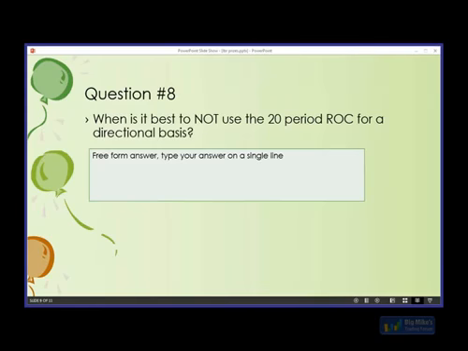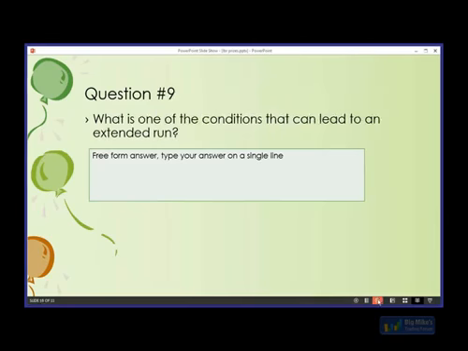And here comes question number 9. What is one of the conditions that can lead to an extended run? Okay. I was looking for a breakout of a chart formation.